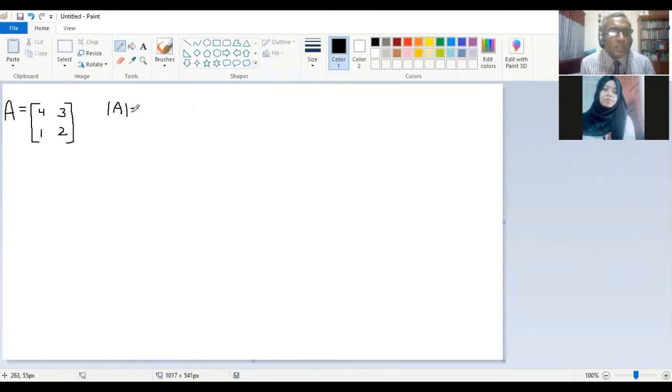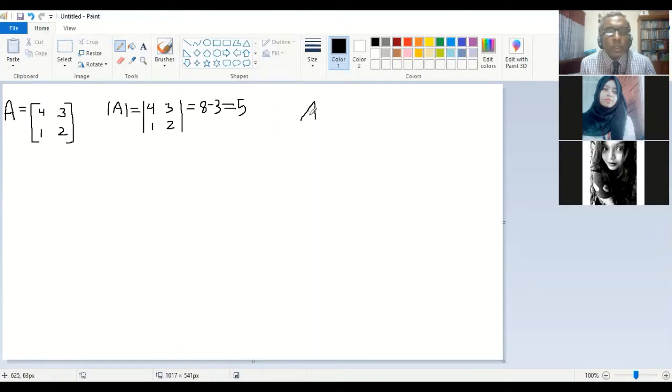The determinant is written with vertical lines around the same numbers, so that you can find the value of the determinant. In this case the answer is 8 minus 3, so 8 minus 3 is 5. So this is your determinant value for the given matrix. Now you can go for the inverse.